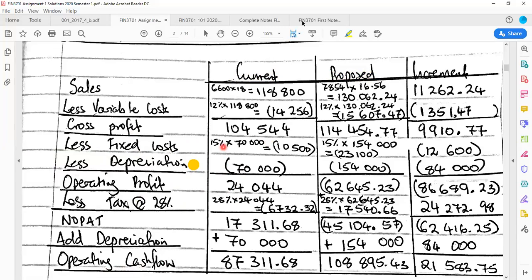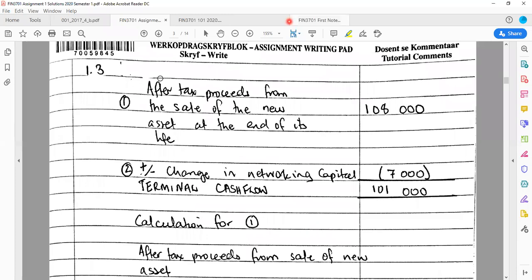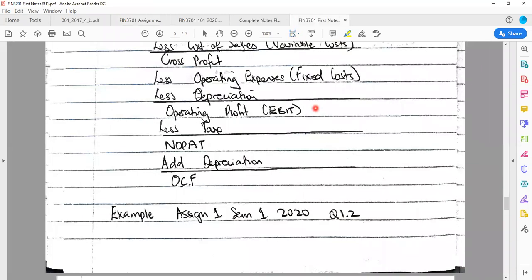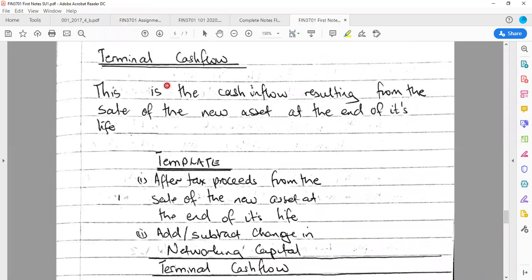Lastly, the last type of cash flow you need to know about is the terminal cash flow. So remember, we purchased the new asset. At the end of the life of that new asset, we might sell it and get money. So at the end of our project, we might decide to sell that asset that we had bought at the beginning. And we define the terminal cash flow as follows. This is the cash inflow resulting from the sale of the new asset at the end of its life.